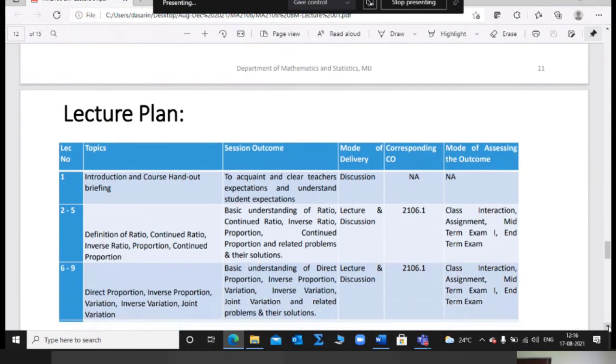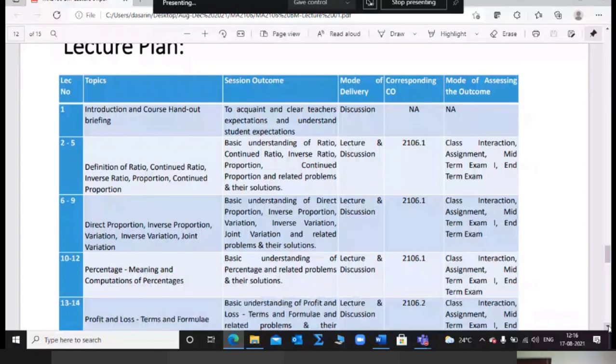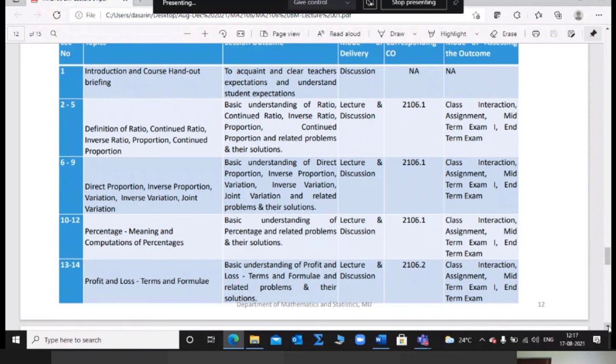Coming to the individual lesson plan, how are we going to cover these topics? First of all, as I mentioned, I will not be starting the course today; this is just a kind of introduction, the course coordinator's briefing part that I'm doing right now. From lecture number 2 to lecture number 5, we will be concentrating on definitions of ratio, continued ratio, inverse ratio, proportion, continued proportion. From lecture number 6 to 9, direct proportion, inverse proportion, variation, inverse variation, joint variation.